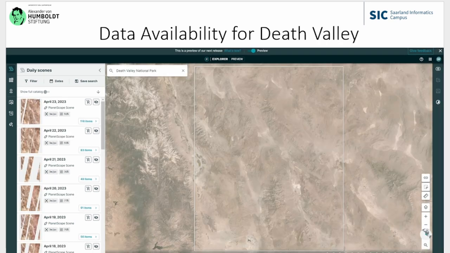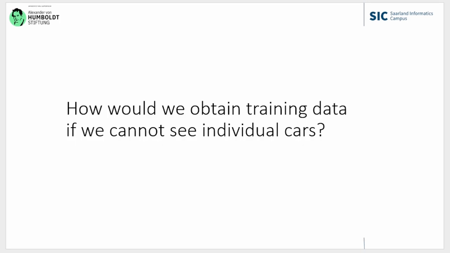So now, if we want to use such images without actually seeing individual cars, how do we get training data? How would we train a model if we cannot annotate individual cars? One approach is to use a high resolution image and annotate the cars, counting, okay, this picture has four cars, and then transform it to a low resolution image. Still higher resolution than actual Planet imagery, but something like this.